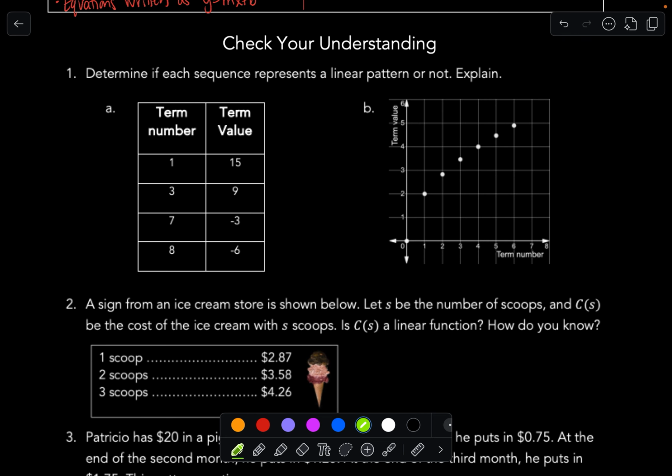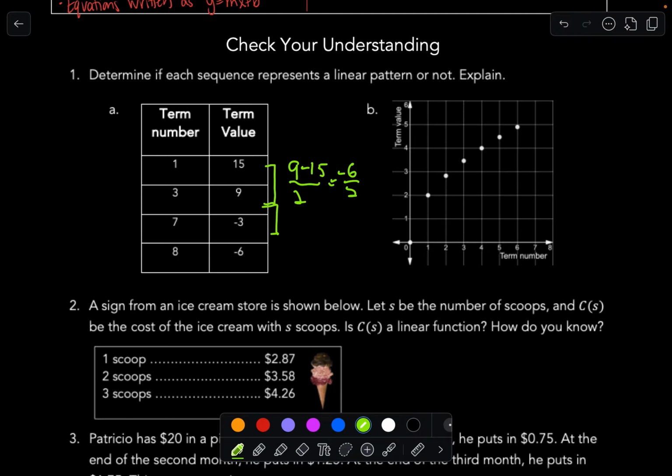So what we're going to do is look for the rate of change on A, since it's a table of data. So that's going to be 9 minus 15 over 2. All right, that's negative 6 over 2. The rate of change here is going to be negative 3 minus 9, which is negative 12 over 7 minus 3 is 4. That's also negative 3. So these are negative 3.